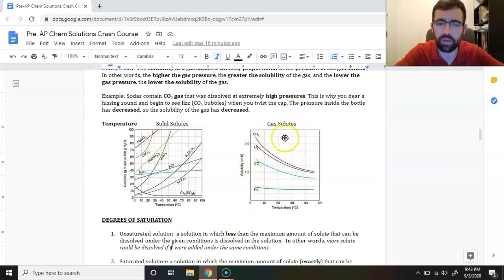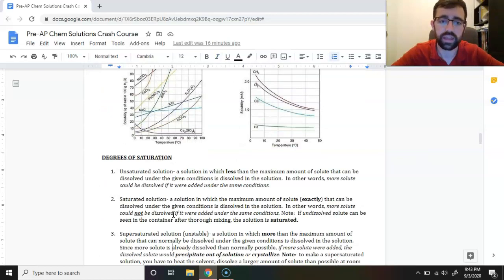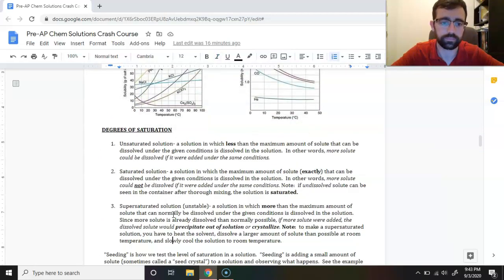To help you remember that with gases, think about where you want to keep your soda. You want to keep it capped so that the gas does not come out of the solution, but you also keep it in the refrigerator in order for it to keep longer. So low temperatures, high pressures, that's how you're going to have the greatest amount of solubility if it is a gas. Degrees of saturation is probably the last thing I'm going to do on this video, and then we'll pause and come back to another one.